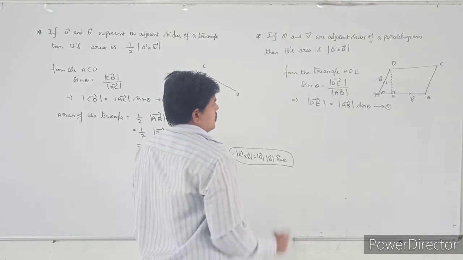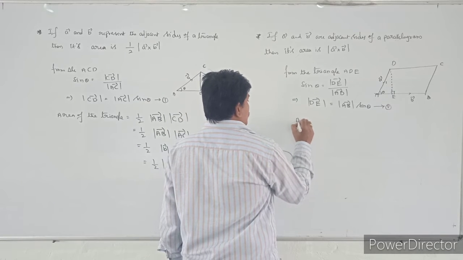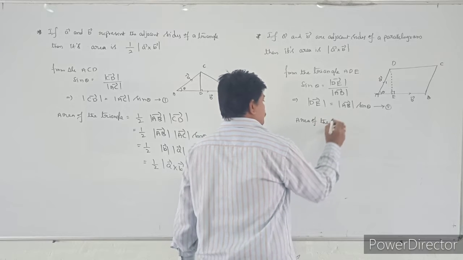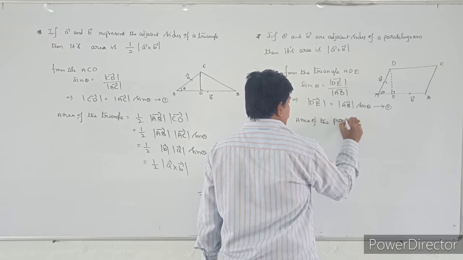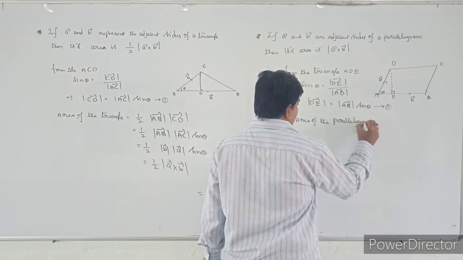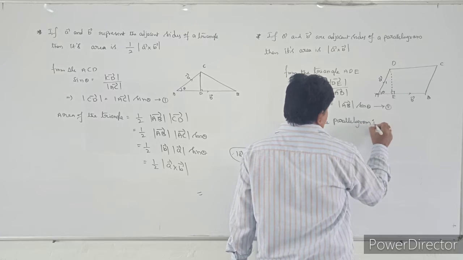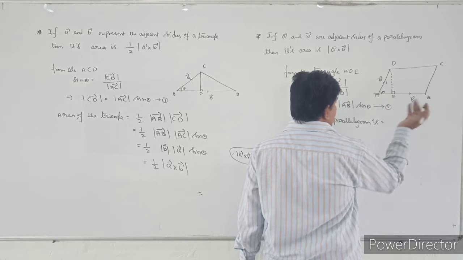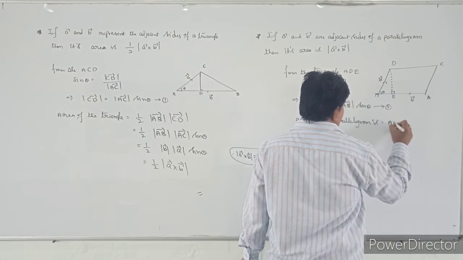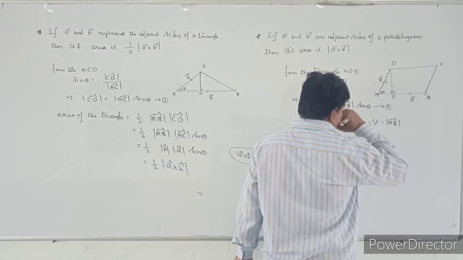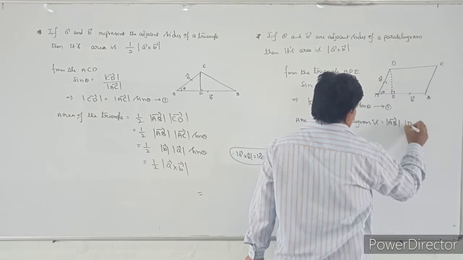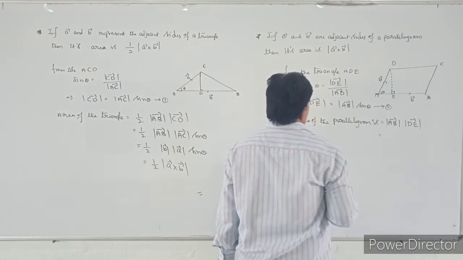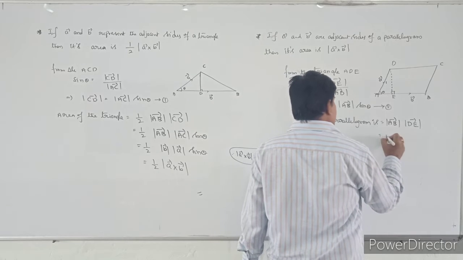Next, what is the area of the parallelogram? The area of the parallelogram is equal to base into height. What is the base? Base is nothing but mod AB. What is the height? Height is nothing but mod DE bar. So that is nothing but mod AB bar.